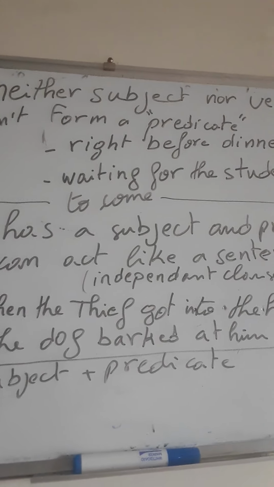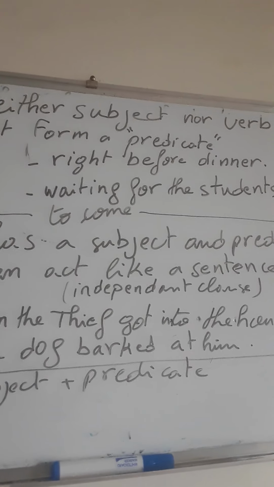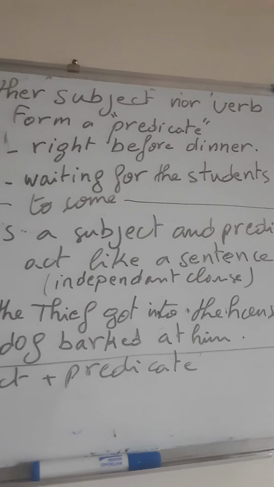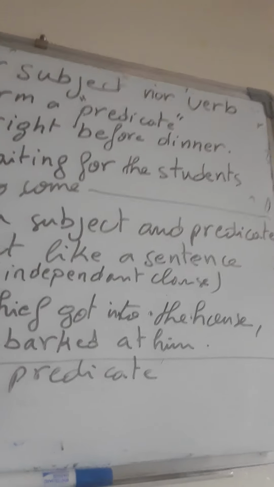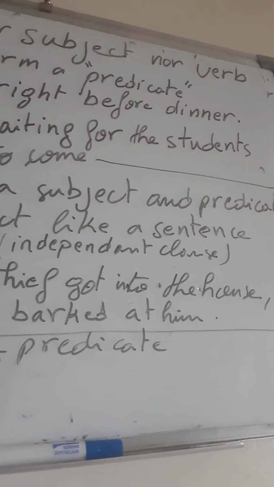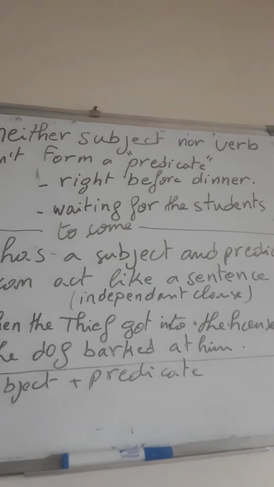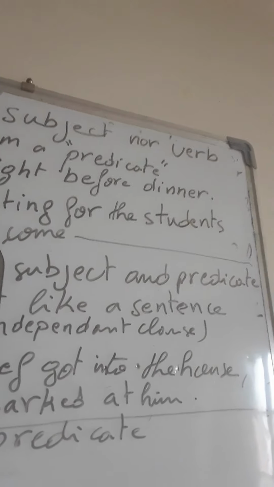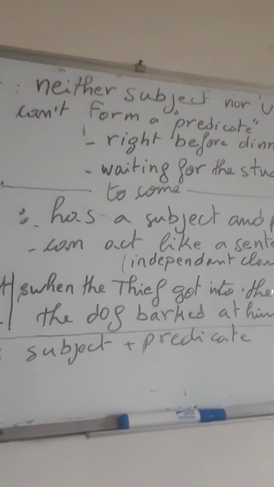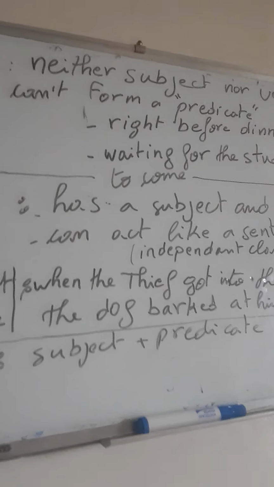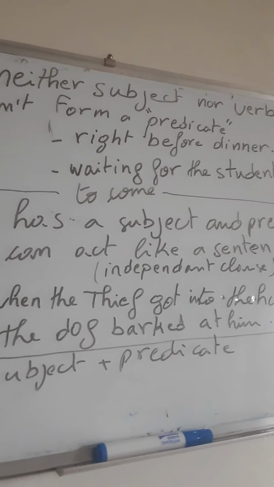Second example: "waiting for the students to come." Here we don't have a subject, we don't have a verb. All right, I want to explain, because I don't want someone to tell me that we have "waiting" and "to come" as verbs. Waiting is not a verb, it's a gerund. A verb is a verb when it's conjugated. To come is an infinitive. All right.